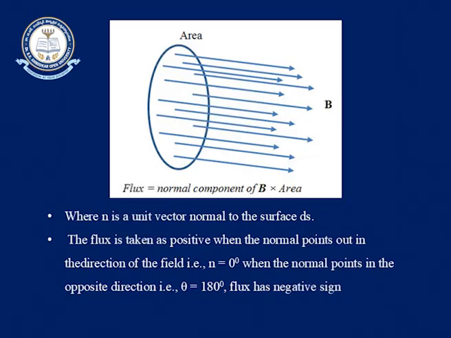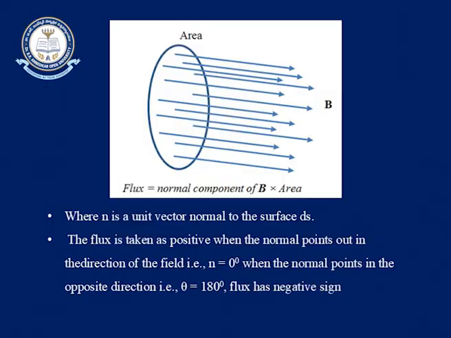Then what is flux? Flux is the product of the field and the normal component. Here the normal component is represented with N and the field is represented with B. So, when is this flux positive and when is it negative? If the normal and the magnetic field, N and B, are both in the same direction, at that time flux is maximum.